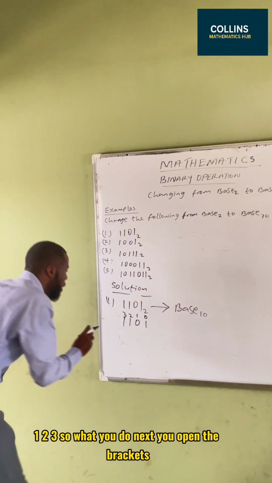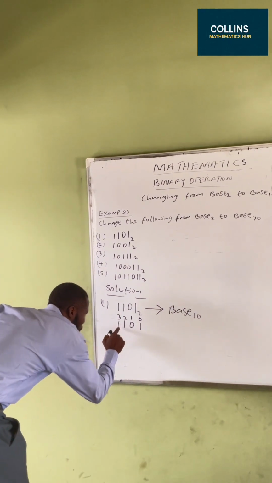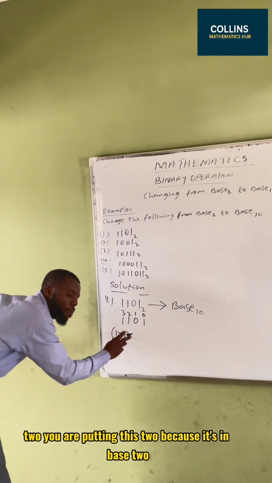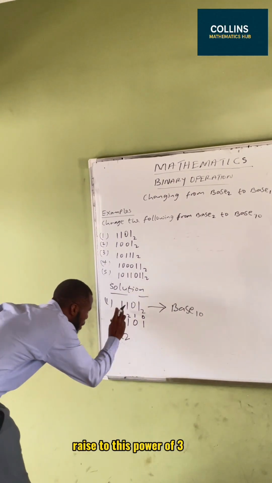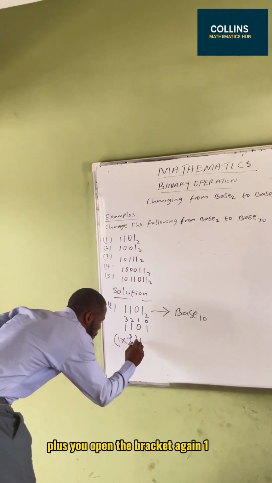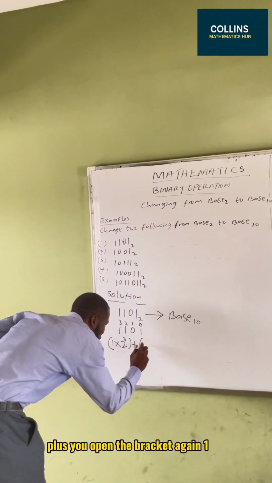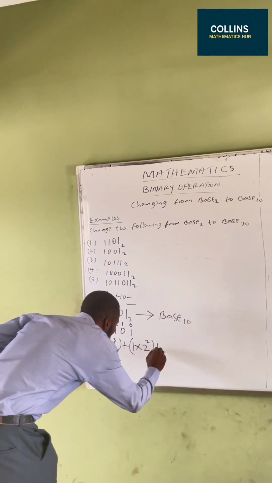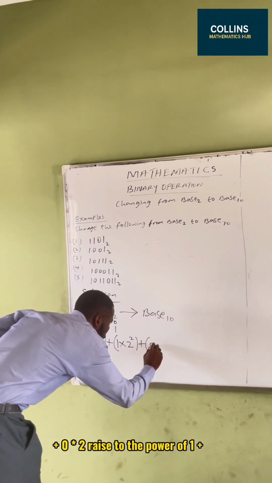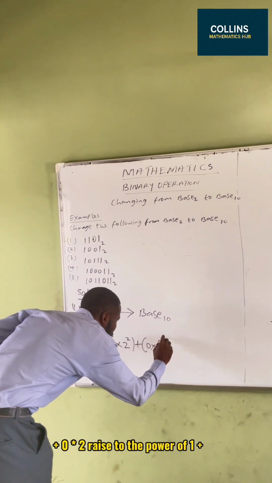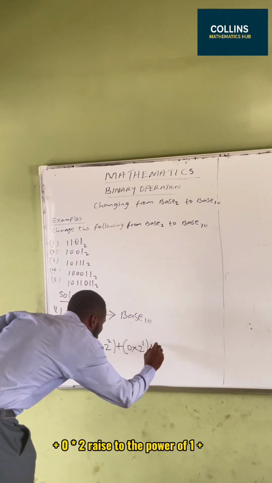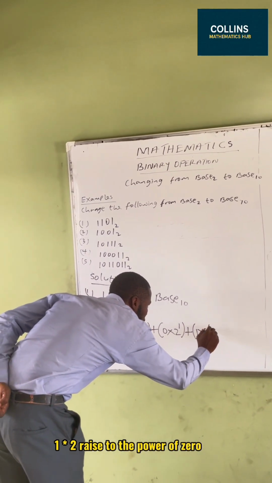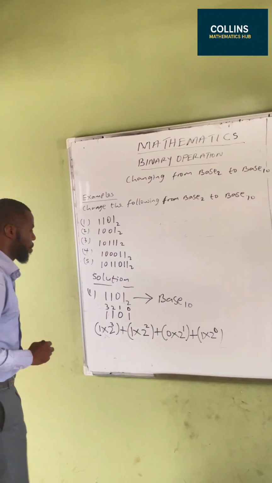So what you do next, you open a bracket. This one, you bring it times 2. You are putting this 2 because it's in base 2. Raised to this power of 3 plus, you open the bracket again, 1 times 2 raised to the power of 2 plus 0 times 2 raised to the power of 1 plus 1 times 2 raised to the power of 0. You see it now?